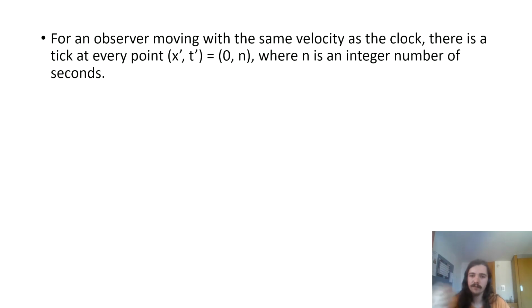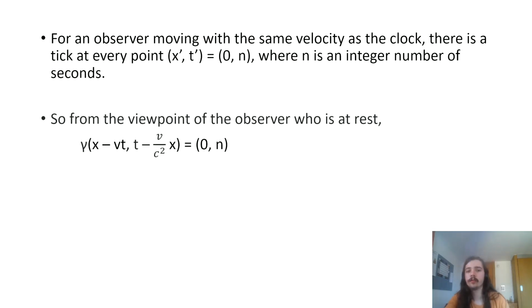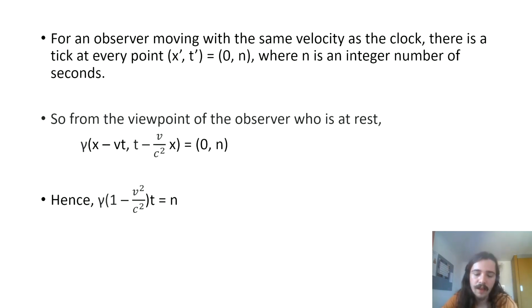So for an observer moving with the same velocity as the clock, there is a tick at every point where x' and t' is equal to 0 and n, where n is an integer number of seconds. So using our equation from before, we find that from the viewpoint of the observer who is at rest, gamma times (x minus vt) and (t minus v over c squared x) is equal to 0 and n. And so we can do some substitution from this equation, because x equals vt, since gamma times (x minus vt) equals 0. And so we get the substitution that gamma times (1 minus v squared over c squared) times t is equal to n.